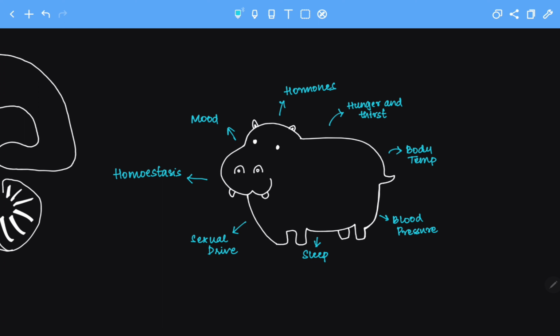So the functions of the hypothalamus are hunger and thirst, body temperature, blood pressure, sleep, sexual drive, mood, homeostasis and hormones. I hope this trick helps you retain this information for longer.